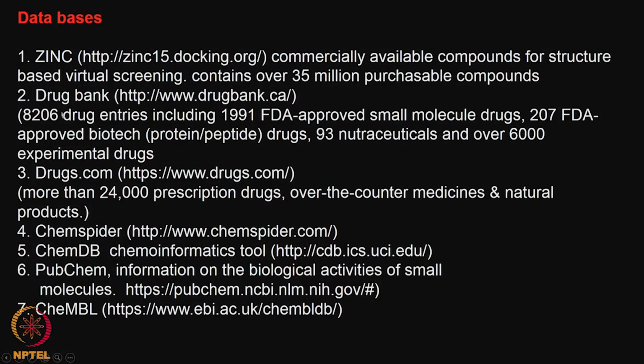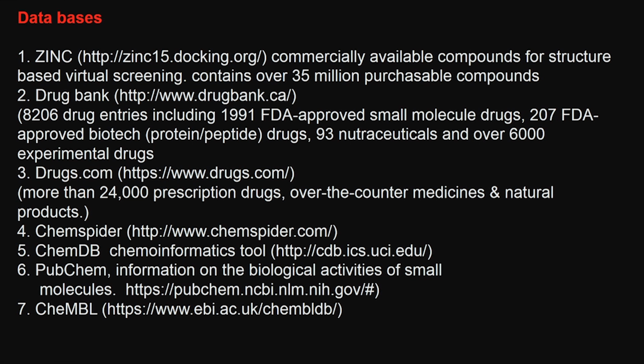As I showed you in the first class, these are some of the databases which contain structures of a large number of molecules. The ZINC database contains 35 million compound structures with some properties, which we can buy if we want. Then we have DrugBank and drugs.com. These databases contain structures of drugs that are currently available in the market, over the counter drugs, FDA approved drugs, biotech drugs and so on.